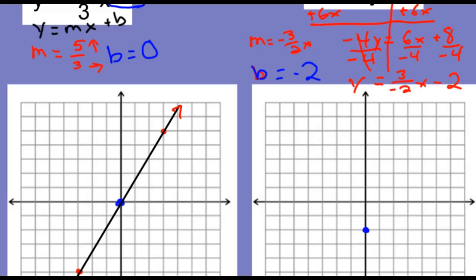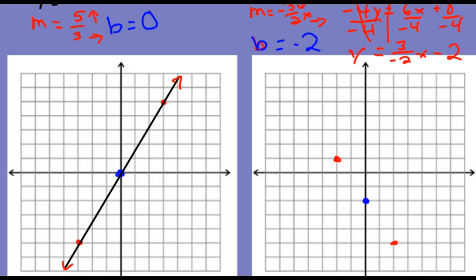Now we're going to go down 3 and over 2. So down 1, 2, 3, and over 2. Opposite of that would be to go up 1, 2, 3, and to the left 2. So we can draw our line. And we can move on.